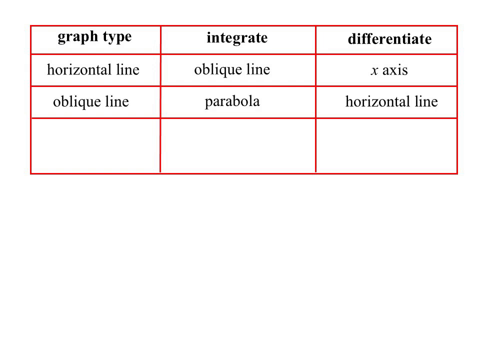If the original graph was oblique, then when I integrate it, I'll get a parabola. Integrate a linear function, you get a quadratic function. If I differentiate it, I must get a horizontal line. If the original graph was a parabola, then when I integrate it, I would have a cubic. And the cubic would inflect at the turning point, or the same x value. The oblique line when we differentiate it.